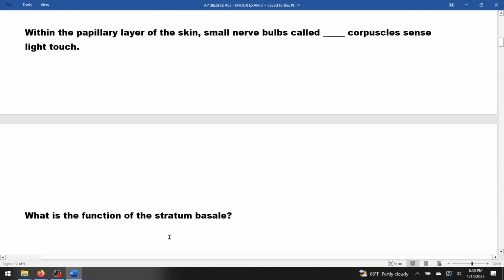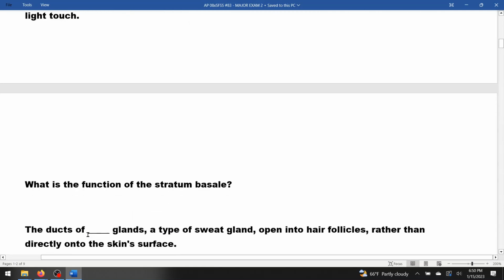What is the function of the stratum basale or basal? Well, we just went over that. It's the deepest layer, and that is the layer that's one cell thick only, and it is for mitosis, right? This is where new cells of the skin are formed, at least the new cells of the epidermis.